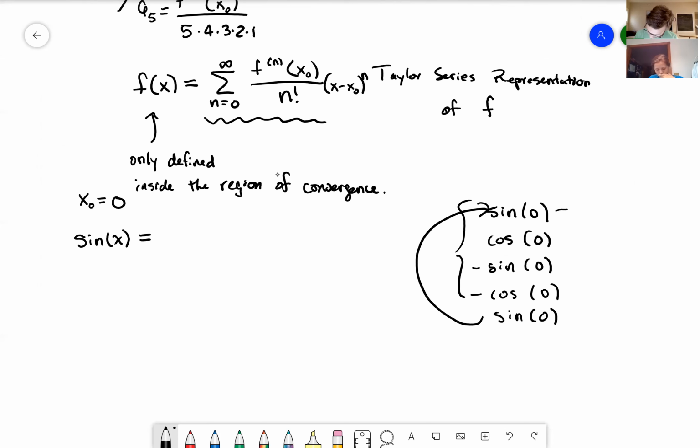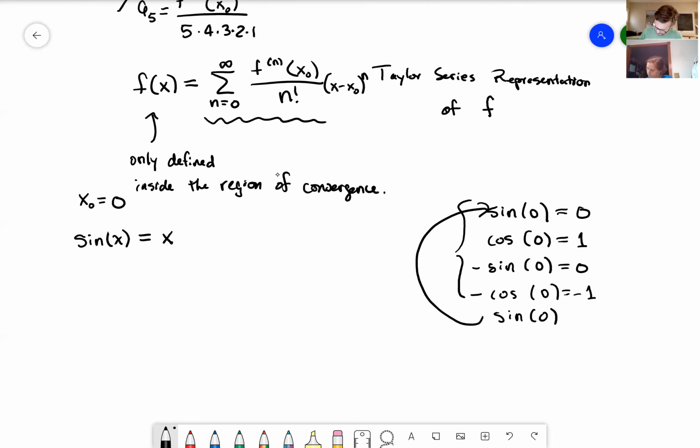So sine of 0 is equal to 0. Cosine of 0 is equal to 1. Negative 0 is 0, and negative 1 is negative 1. And so what we get is that for our Taylor series, we will have 0 for the 0th coefficient, and 1 divided by 1 factorial for the first coefficient. 1 divided by 1 factorial, that's just 1 times x minus x0. Well, x0 is 0, so it's x to the n, which is just 1.